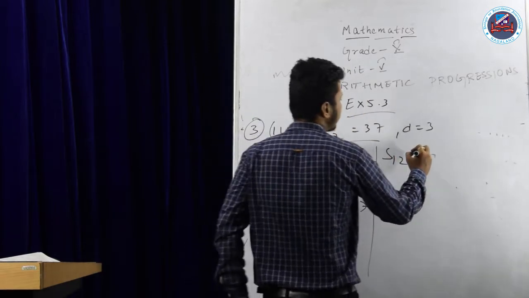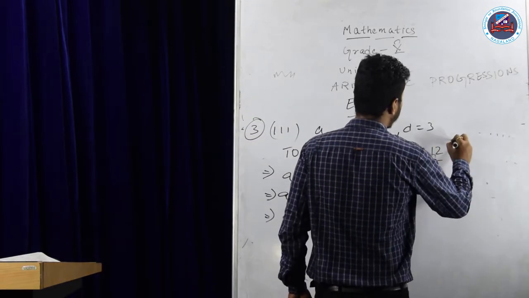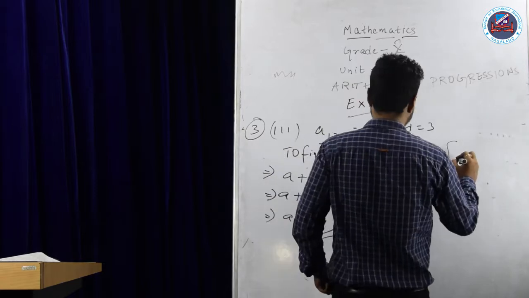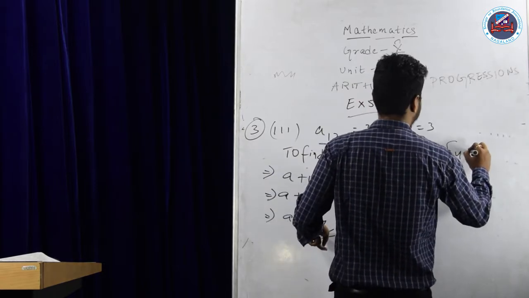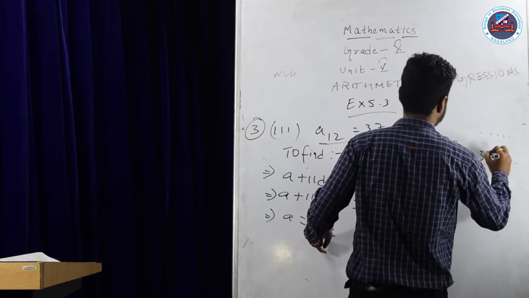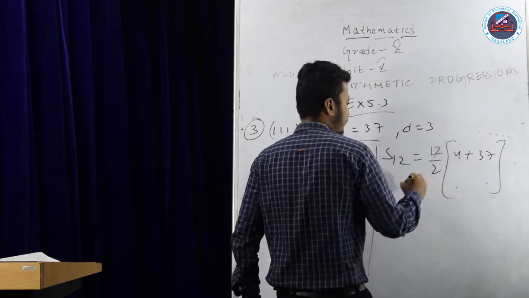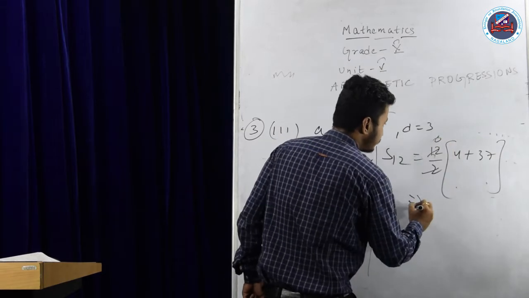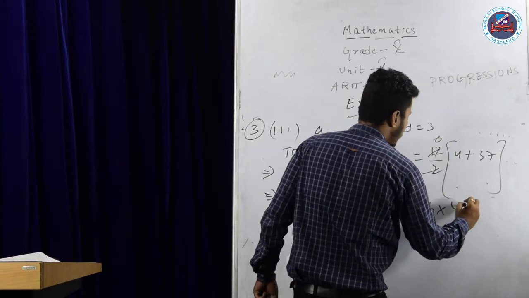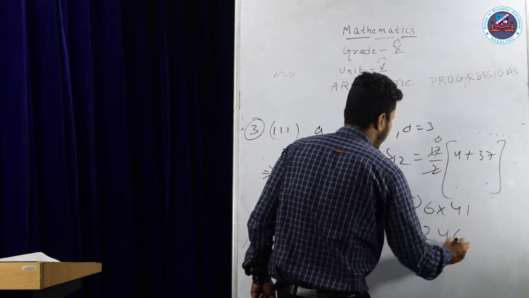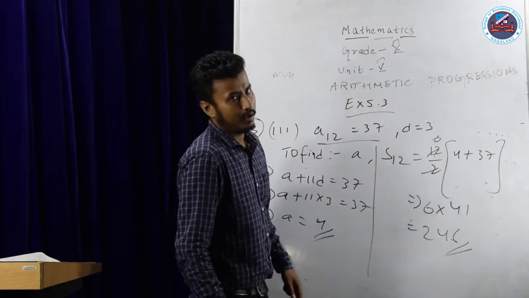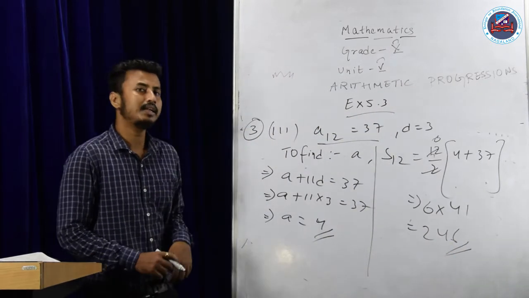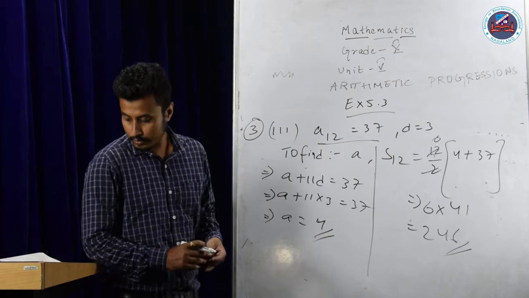S12, if I put in the formula, it will be 12 by 2 into A plus L. That is, A is what? 4, plus L is what? 37. L means the last term, 12th term. 6 times, 6 into 41. The answer is 246. Guys, this is how you are supposed to proceed. Am I clear? This is how you are supposed to proceed with the questions.